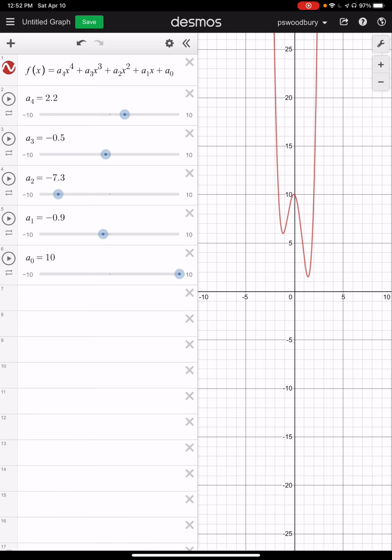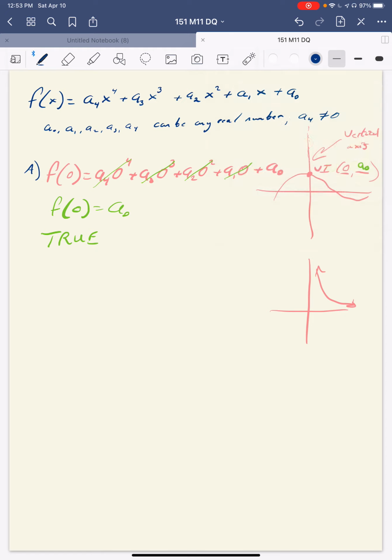And those are the reasons why. There always is that one point, f of 0 is equal to a sub 0. So my vertical intercept will always be 0, comma a sub 0. And I know that there can't be any others. There wouldn't be a function. Okay, so let's look at the next one now.